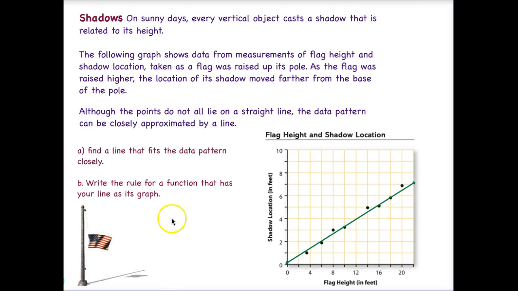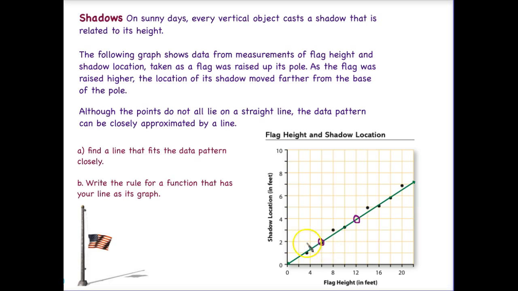Now what we want to do is write the rule for a function that has this line as the graph. Remember from a previous lesson, in order to write a rule, we need to find the average rate of change that represents this line. So we need to pick 2 points that are on crosshairs and find the slope. Well, it looks like right here we have 1 point that's right in the crosshairs. If I move up the line, right about here is another point.